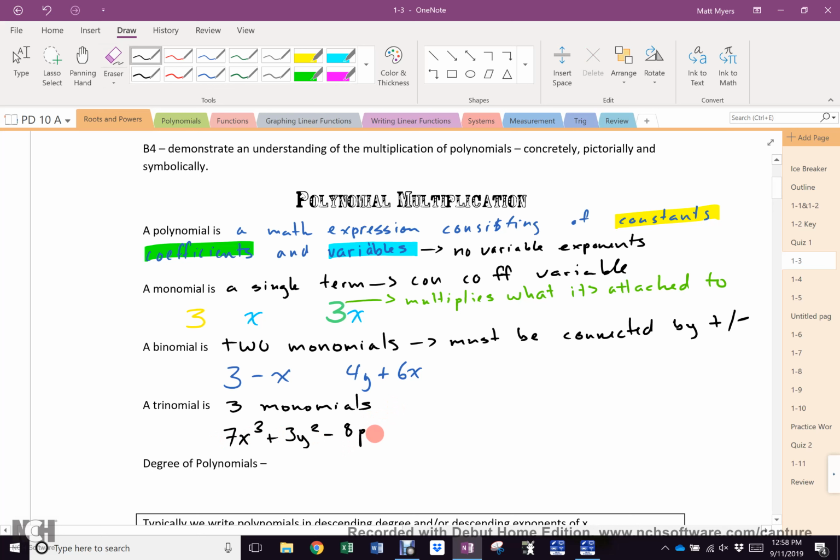All right. After trinomial, they don't get fun names anymore. They're just named Paul. Paul E. Nomial? Paul Edgar Nomial? Paul E. Nomial? Nothing?